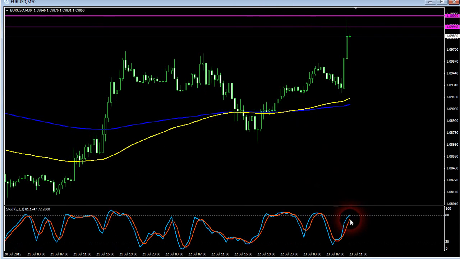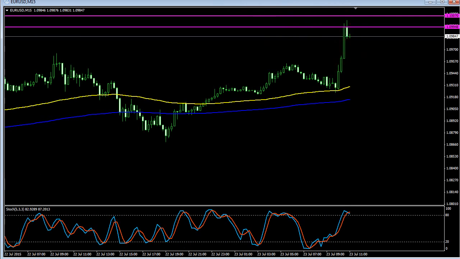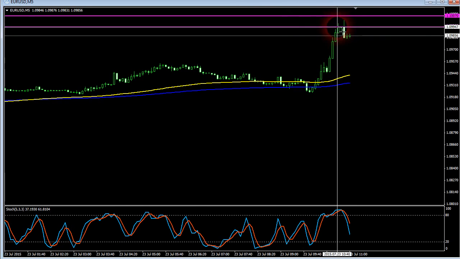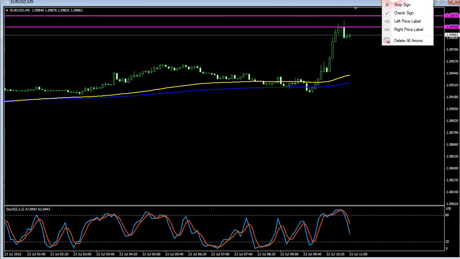And 30-minute time frame overbought, 15-minute was overbought, and 5-minute was overbought as well when I took this trade on this candle here.